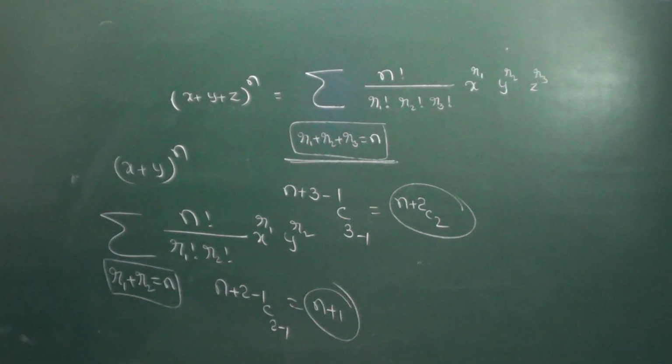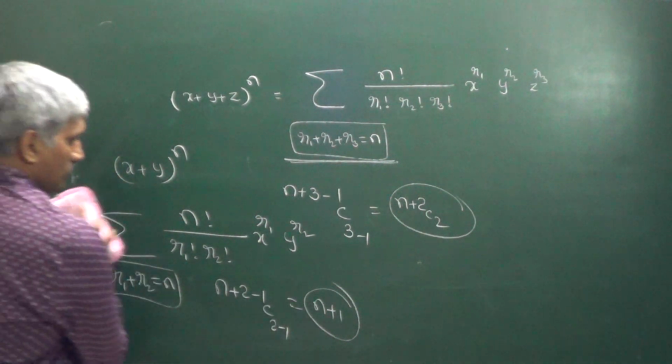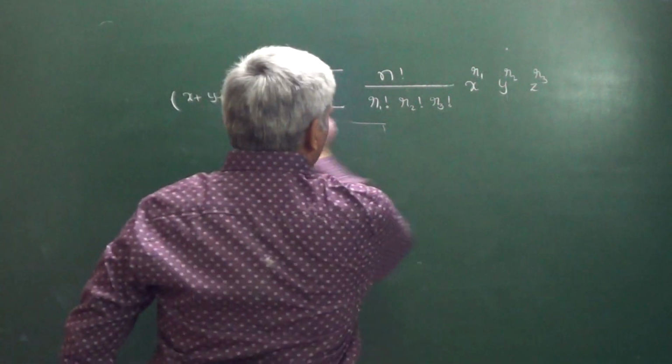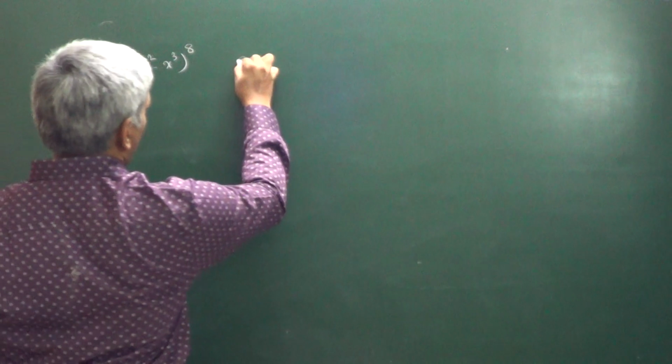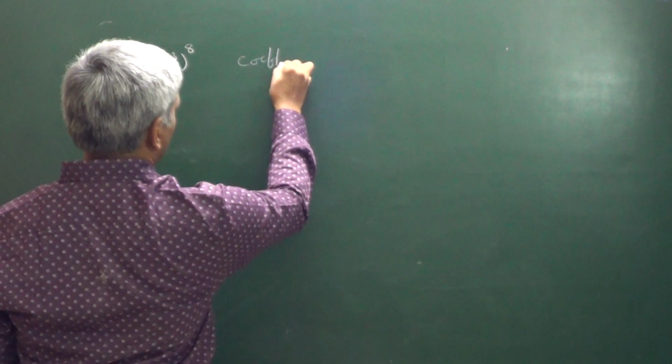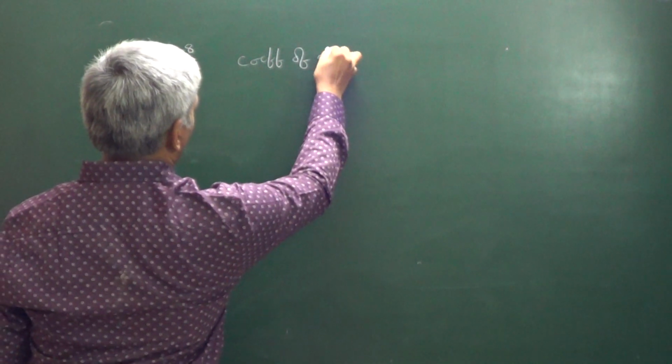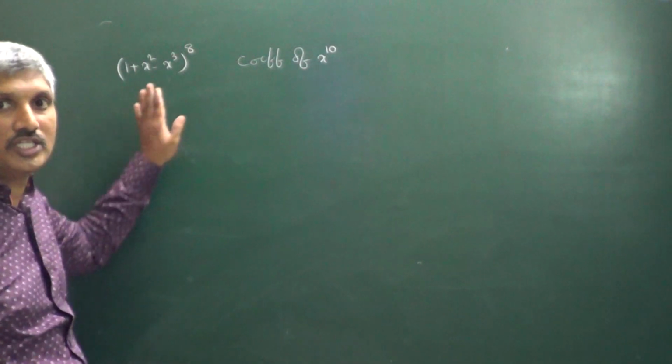So one more question, the last question we are going to discuss. The question is given in this way: 1 plus x square minus x cube whole to the power of 8. In this expansion, we have to find out the coefficient of x to the power of 10.